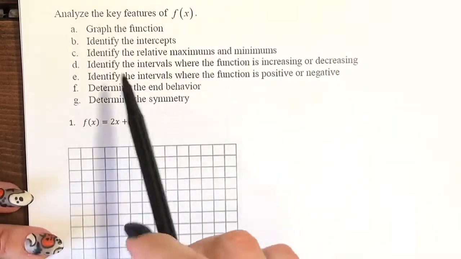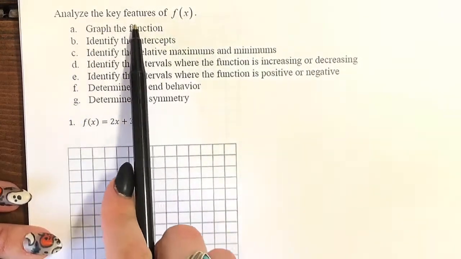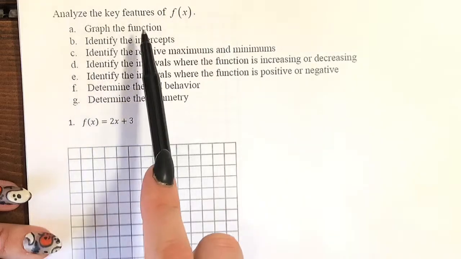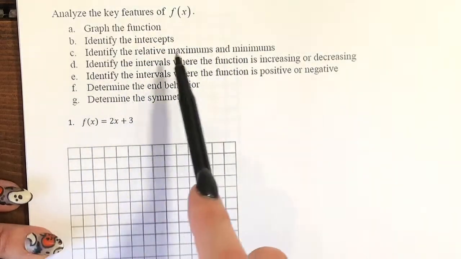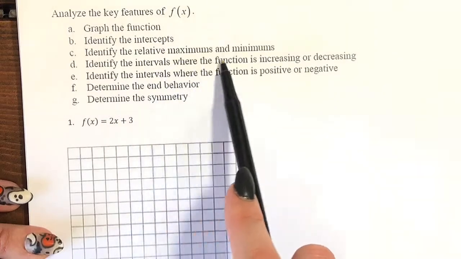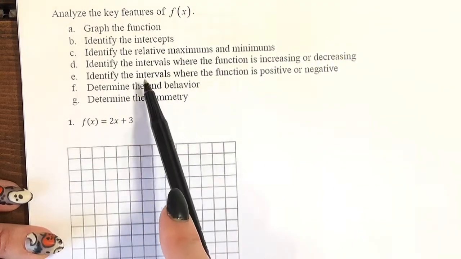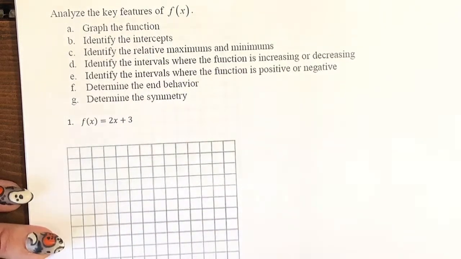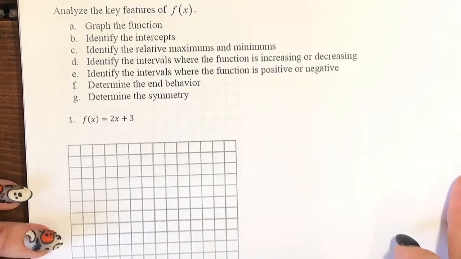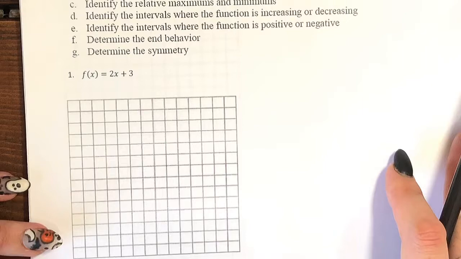But we are going to first just graph the function. Then we're going to find the x and y intercepts, see if it has any max or minimums. And then we're going to look at the intervals where it's increasing or decreasing, intervals where it's positive or negative, what's the end behavior, and what's the symmetry. So these do take a minute, so I'm not going to do too many of them just for sake of time on our video. But let's look at this first one.